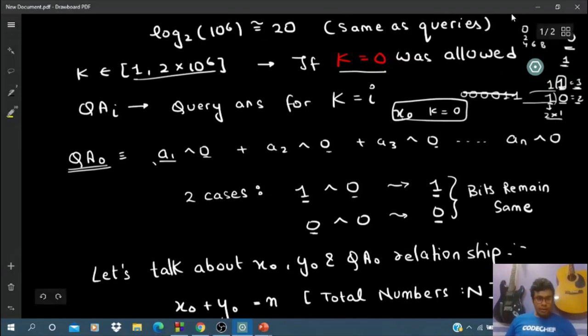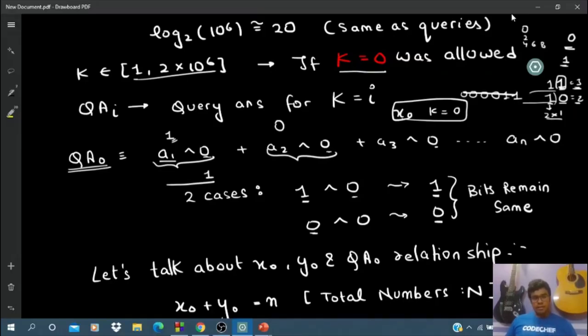So let's talk about only the 0th bits of all of these numbers. Let's suppose that A1 had the 0th bit set. If we XOR it with 1, then whatever the number might be, this will have the 0th bit set. So we have only two cases: either the 0th bit of this number AI will be set or it will not be set. Let's talk about both of these cases.